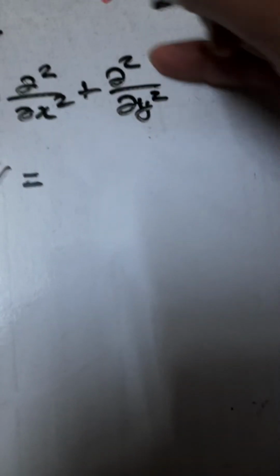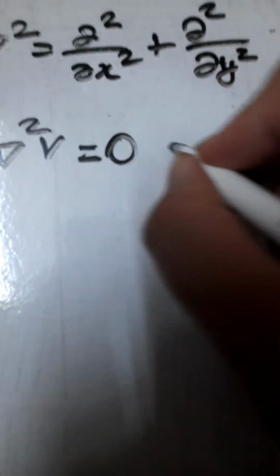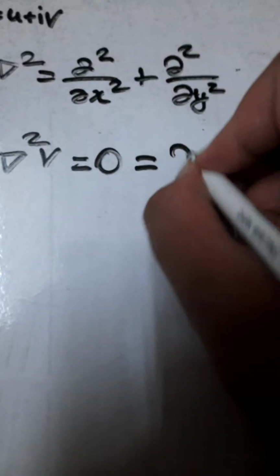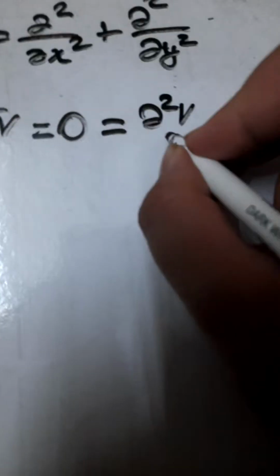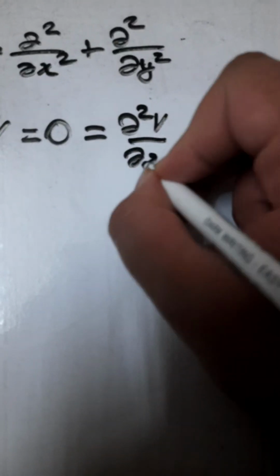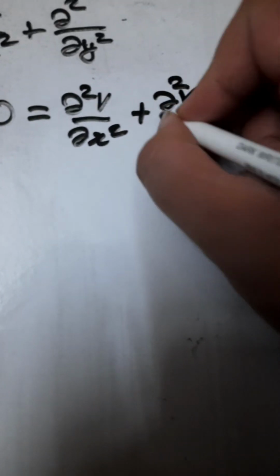Now whatever our function is, here we have v, we just have to apply del square to v and we find the result. This should be equal to 0. By the way, del square v should be equal to 0, which is del square v by del x square plus del square v by del y square. Okay.